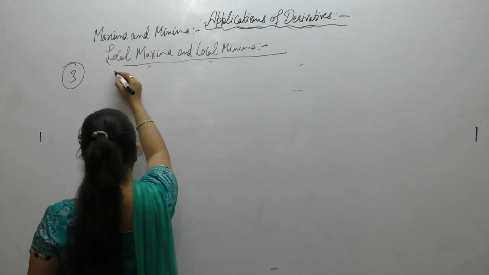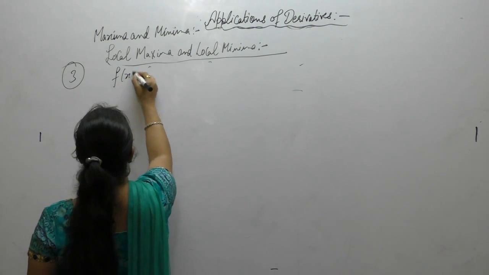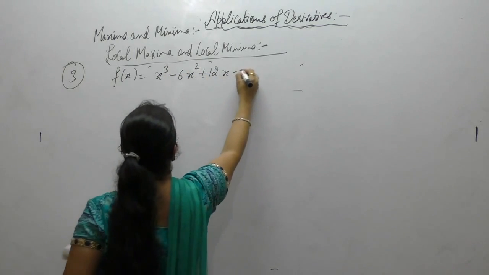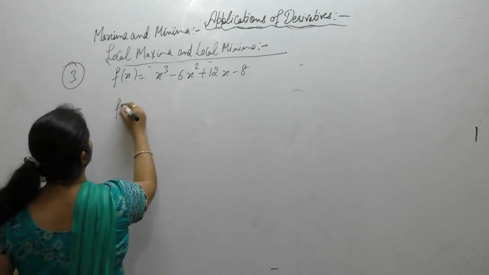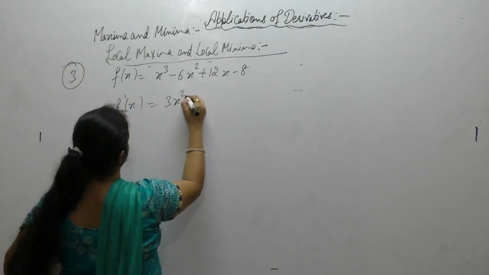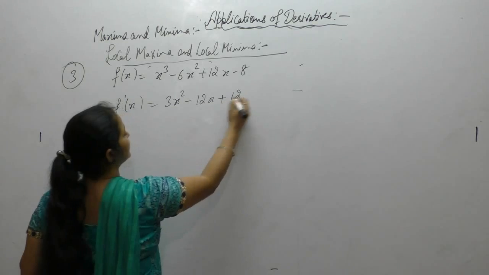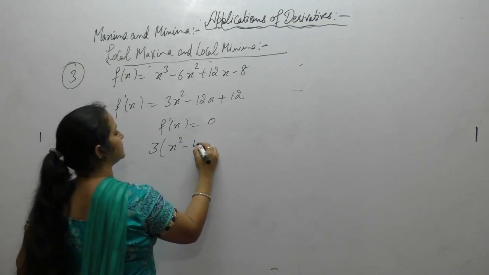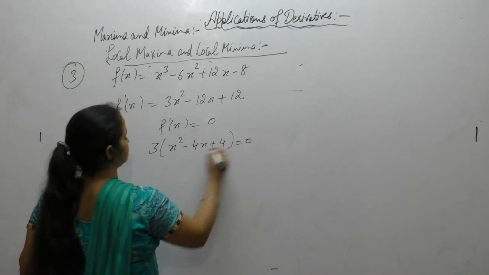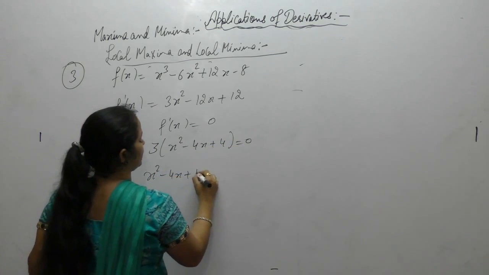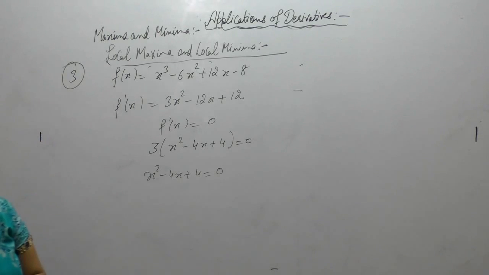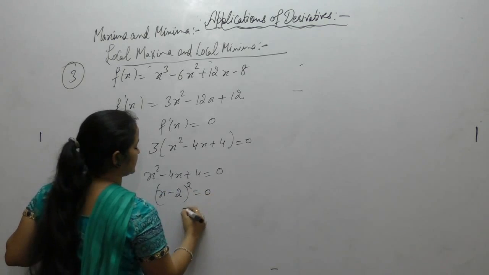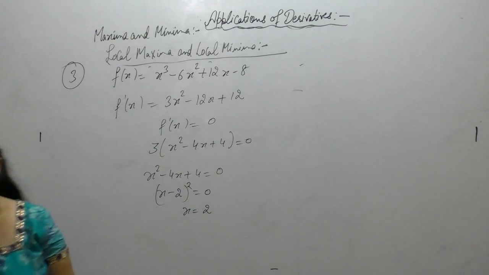Find all the points of local maxima and local minima of the function x cube minus 6x square plus 12x minus 8. Find the derivative first: 3x square minus 6 into 2x plus 12. f dash x equals 0. Take 3 common. So x square minus 4x plus 4 equals 0. So x minus 2 whole square. So we get x as 2.